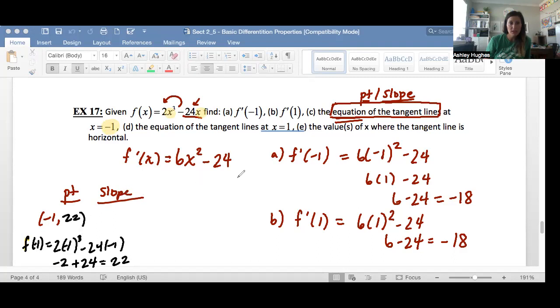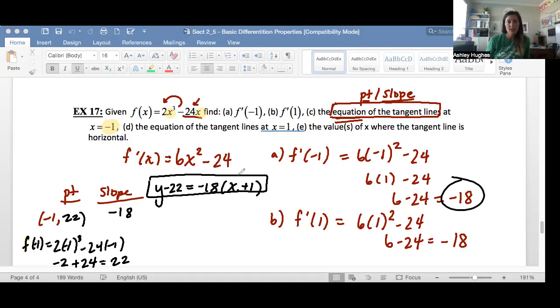The slope we just found, the slope at negative 1 is negative 18. So the equation is y minus the y coordinate equals the slope times x minus the x coordinate. And minus a negative would be plus. And you can leave it like this. If the answer key does not look like that, then you can simplify this by minus 22, negative 18x minus 18, and then add the 22 over. So that'd be negative 18x plus 4, right?